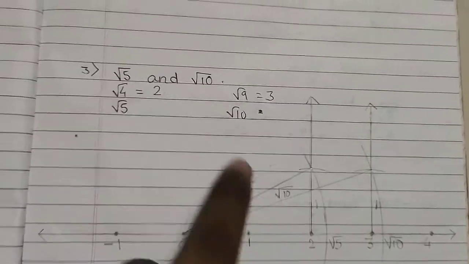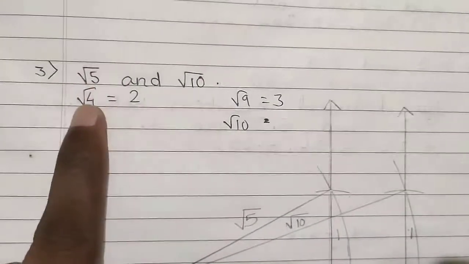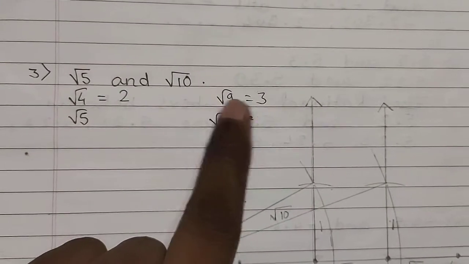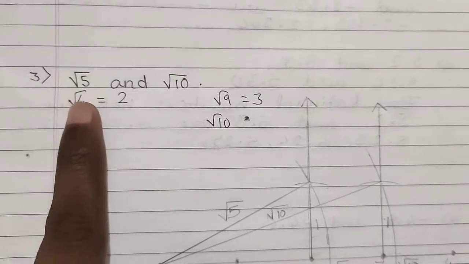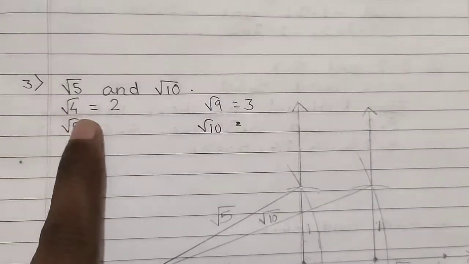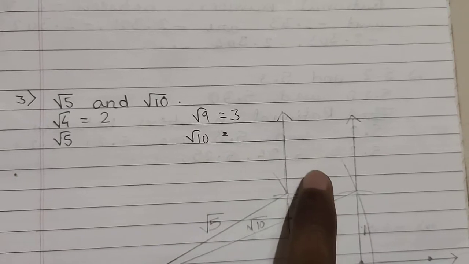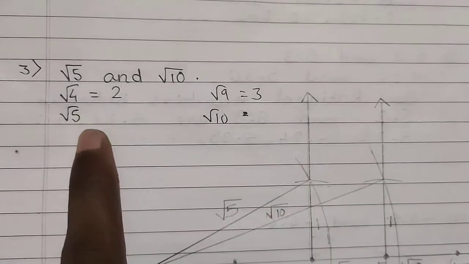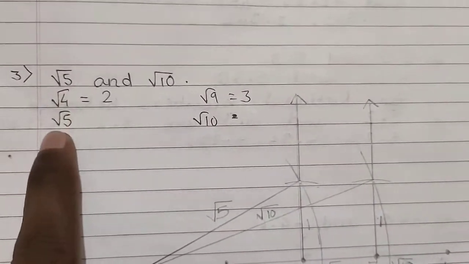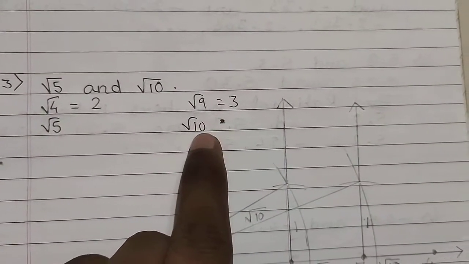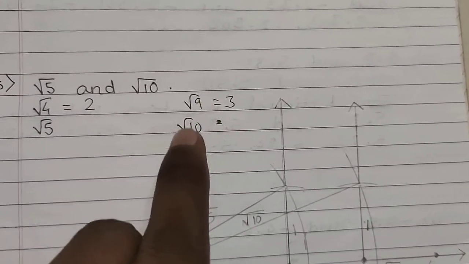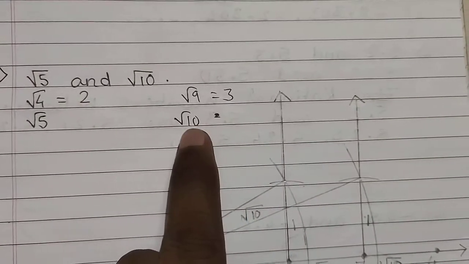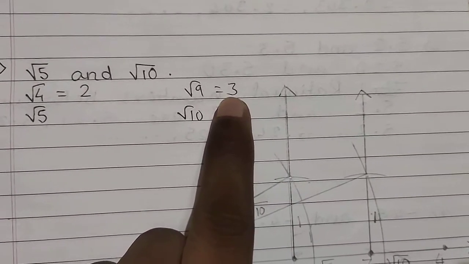Now see, already I have told you that square root of 4 is 2, that you know, and square root of 9 is 3. Now see, your numbers are like this: root 1, root 2, root 3, root 4, root 5, root 6, root 7, root 8, root 9, and then root 10. Now in this pattern you can easily understand that root 5 comes after root 4. Similarly, your root 10 will come after root 9. That means your root 5 will be just after 2 and your root 10 will be just after 3.